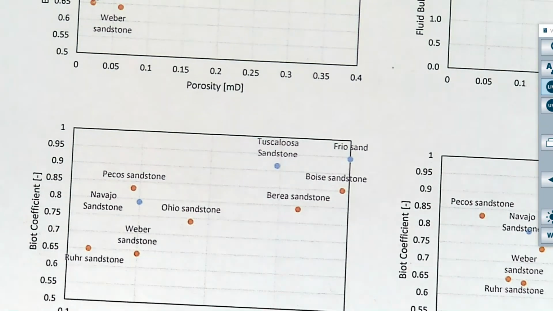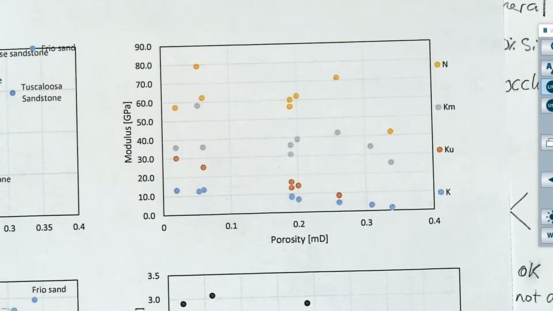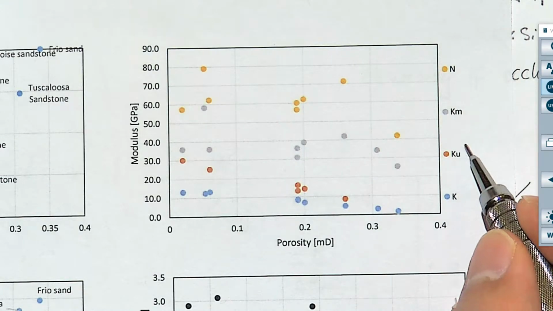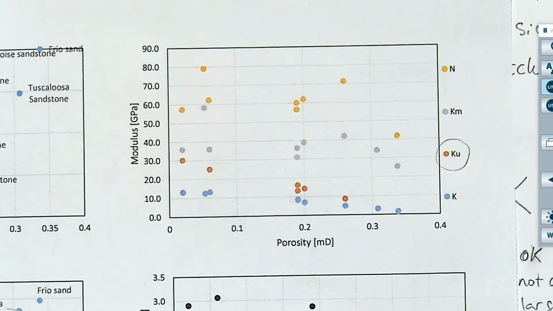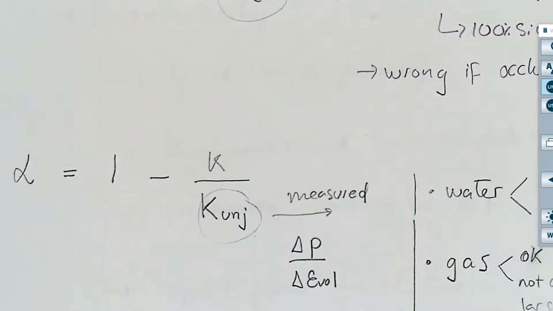All right, and then now our objective is going to be to talk about a problem of drained poroelasticity, undrained poroelasticity, and then we talk about some of these coefficients, especially the undrained bulk modulus.